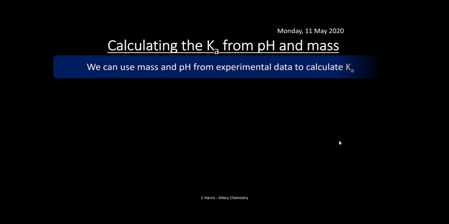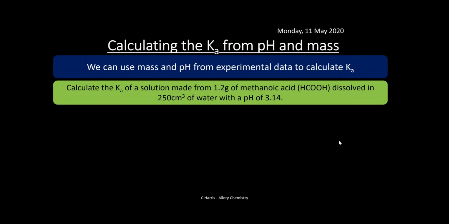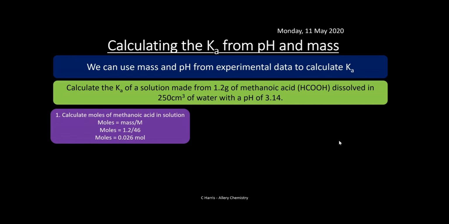Okay, so what we can do is use the mass and pH from experimental data to actually calculate the Ka that we've just seen before. So let's look at an example. Calculate the Ka of a solution made from 1.2 grams of methanoic acid, HCOOH, dissolved in 250 cm³ of water with a pH of 3.14. So let's go through this example.